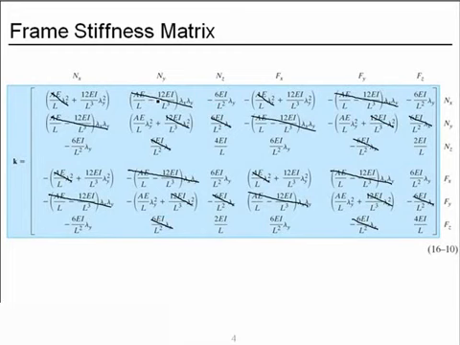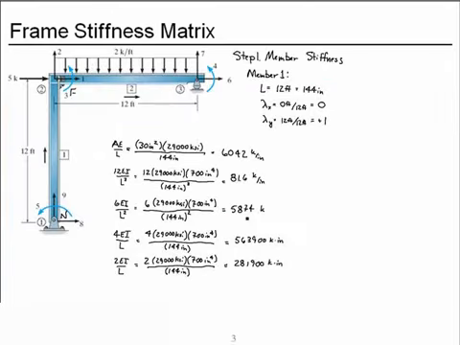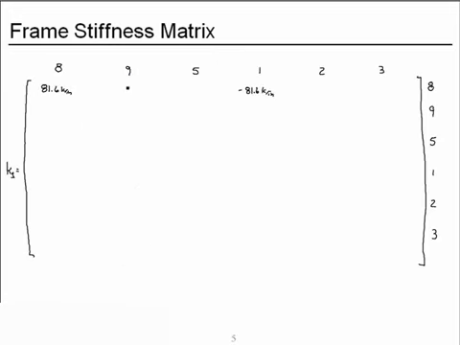The second and fifth columns, first row, will be 0, and then the third and sixth columns will be a minus 6EI over L squared, where 6EI over L squared is this quantity. So we have 0, minus 58.74 kips, 0, and minus 58.74 kips.